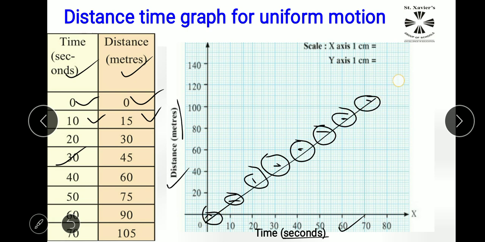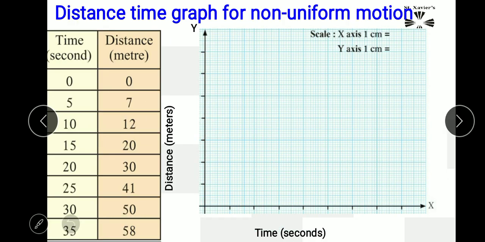When you draw a line, you will get a straight line, students. When you get a distance time graph as a straight line, the motion is called uniform motion. In other words, the distance time graph for uniform motion is a straight line. So this is the distance time graph of uniform motion. Same thing we can do for non-uniform motion, students.